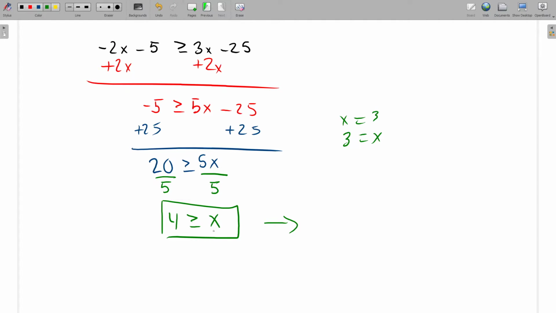We need to read this from x over. So I'm going to read it from right to left. This says x, and then this is saying that x is smaller than or equal to 4, because it's saying 4 is bigger than or equal to x. So the symbol for smaller than or equal to is less than or equal to 4. So if we're going to change the order that we write the inequality, the symbol will change as well.